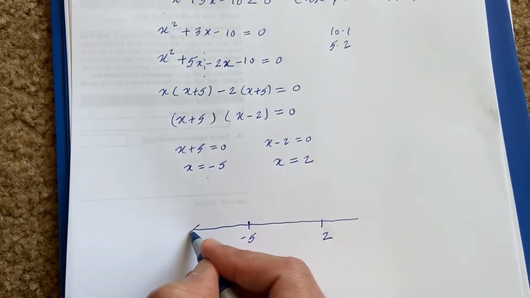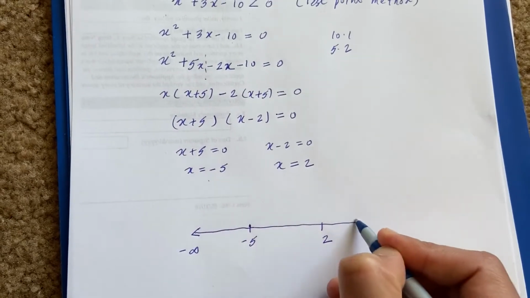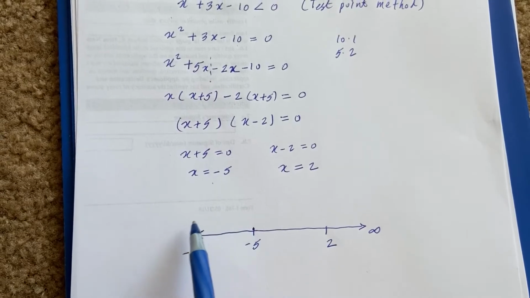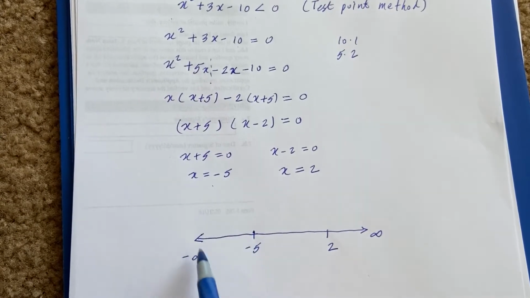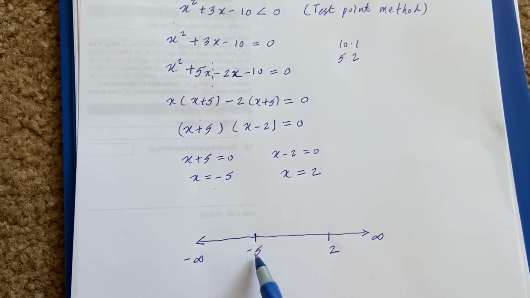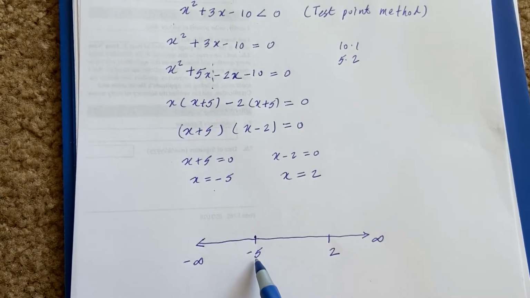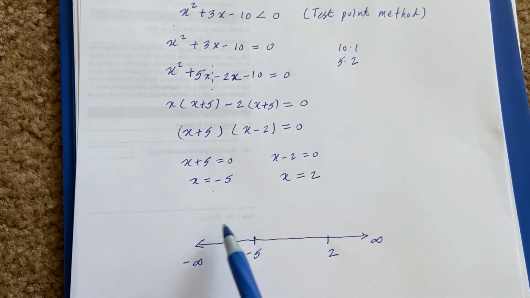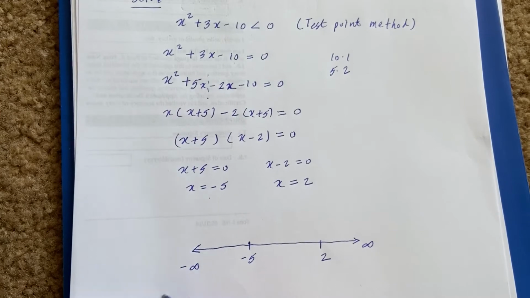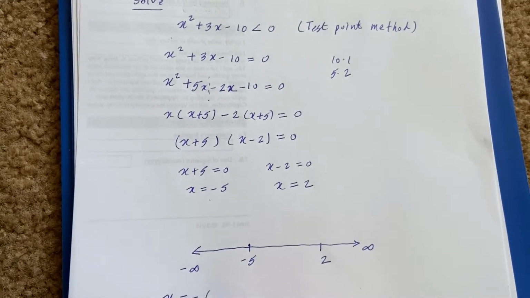All right, so what I'm trying to say is you can pick any point on this region, any point. So basically any point that is less than negative 5, and check that region to see if you are going to get this region true or not. So basically, let's say I pick x equals, let's say, negative 6.